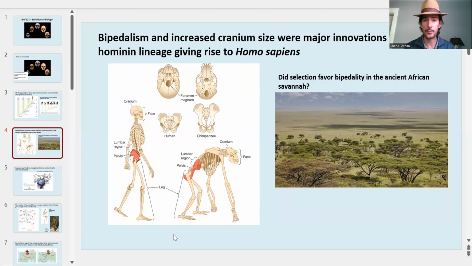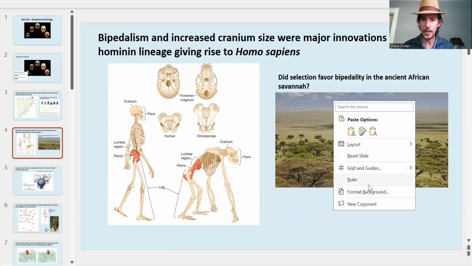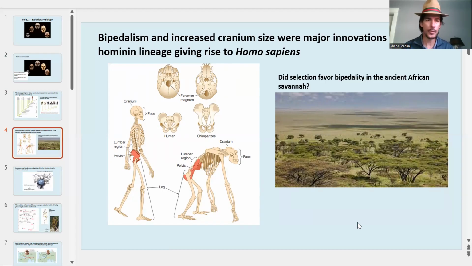And that environment was probably something similar to this image shown on the right, which was the ancient African savanna. Now, we know that there was a significant amount of climate change going on in Africa around the time that hominins first evolved. Originally it was probably much more tropical, and so probably a much more forested environment. But as the climate changed and began to dry out, the savanna began to form.